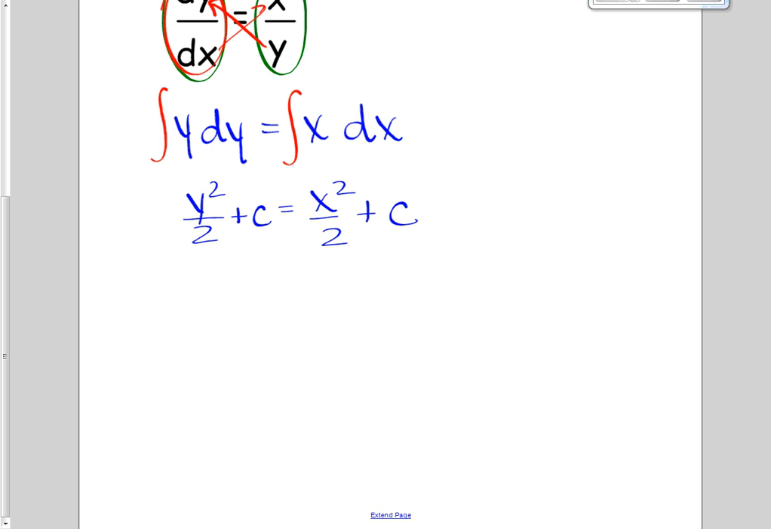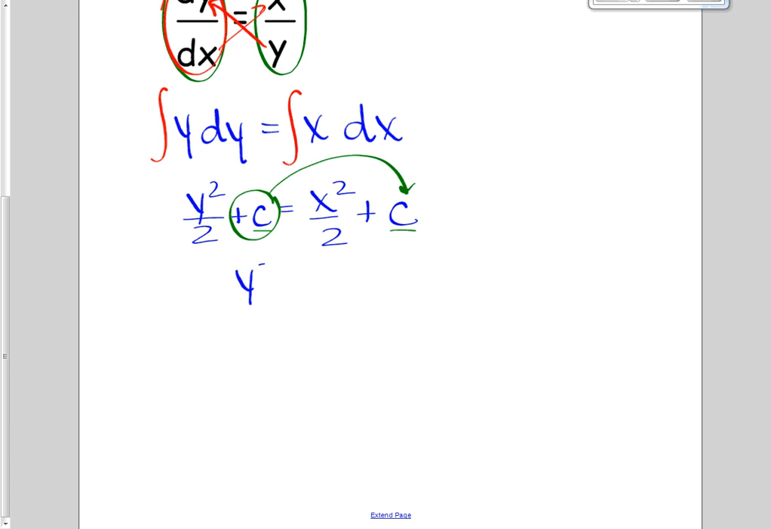Now the thing is, I've got plus c on here twice. I don't want that. So I'm going to take this c and just combine it into this one. C we consider sort of a catch-all constant. It's not a variable like the other letters that you see. So I can just combine those all into one and just catch them all.